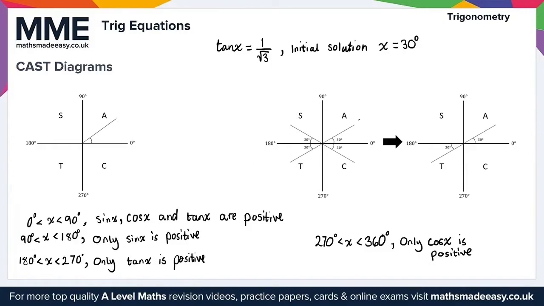Looking at this first, we have 4 quadrants: C, A, S, and T. However, as this is for tan x, we only want the positive solutions here. So the only 2 that we can possibly use are the A quadrant and the T quadrant. Remember, tan x is only positive in the A quadrant and the T quadrant. Using this, we can clearly see where our solutions lie.